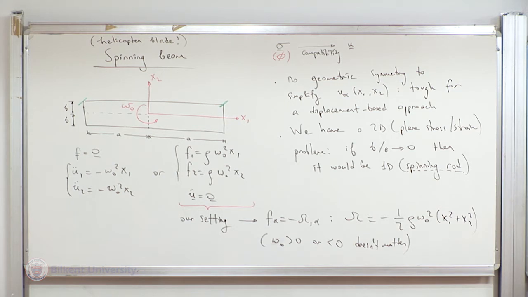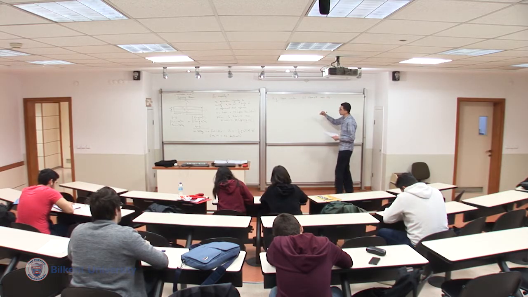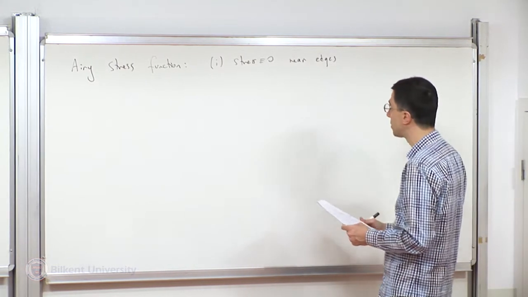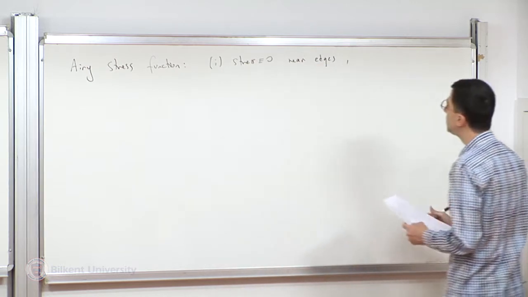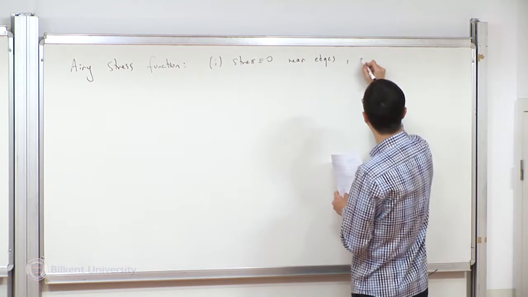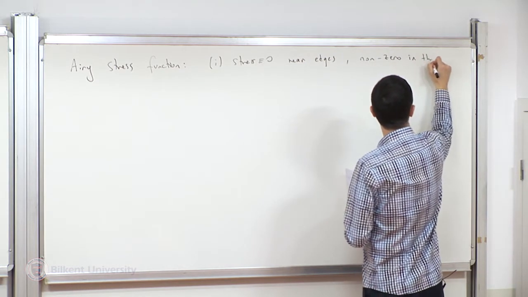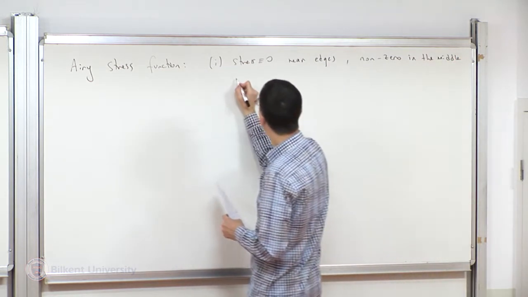So stress equals 0 near edges. Now, I have to say this carefully, of course. When I say stress is 0, for instance, on the upper surface, I'm talking about sigma 2. On the right surface, I'm talking about sigma 1. But let's just briefly summarize the observation like this: stress is 0 near the edges and non-zero in the middle.